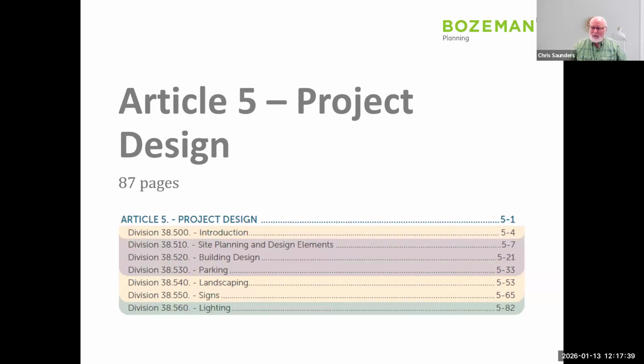Article 5 is looking more at individual projects. So this is not dividing property. This is where we're going to start seeing things coming up out of the ground and going vertical with new buildings.